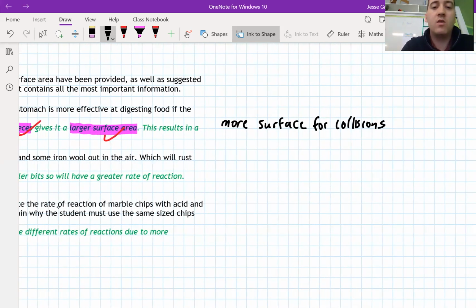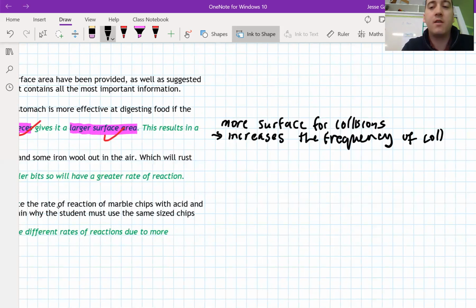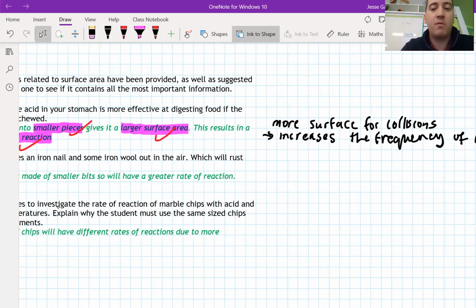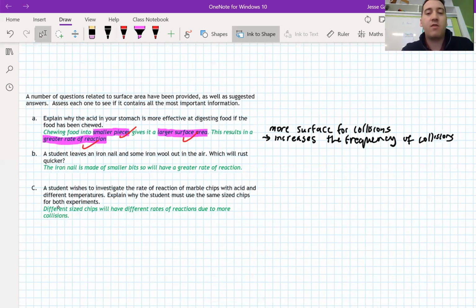And what does this do? This increases the frequency of collisions. So they haven't mentioned this word that I told you was really important, the frequency of collisions, how often they happen. So nowhere here have they said that breaking it into smaller pieces makes more surface for collisions, and this increases the frequency of collisions. All right, so hopefully they are things that you managed to spot there. Or definitely if you spotted one of them, good. Hopefully you've spotted two of them.